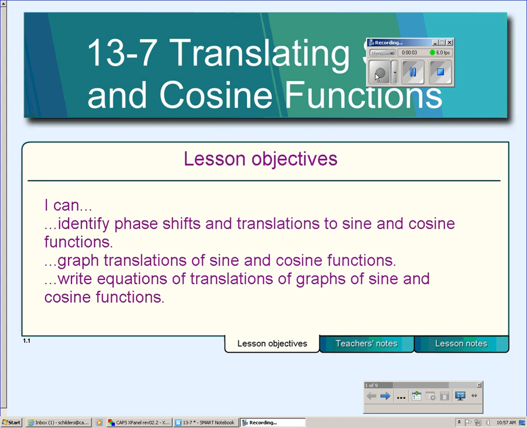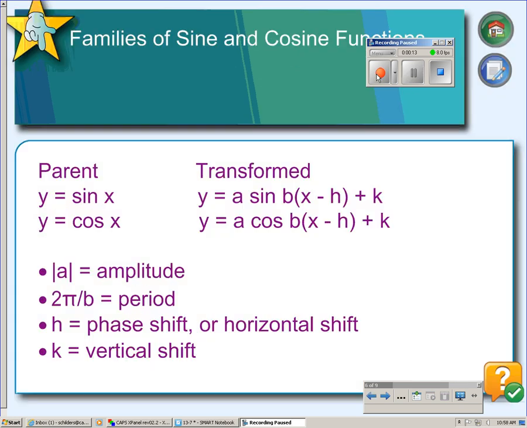Okay, we're going to try to wrap this up in this third video. I'll give you a couple more examples of translations in two directions, and then finally we will write equations of translations. This is a summary of what we've learned so far.